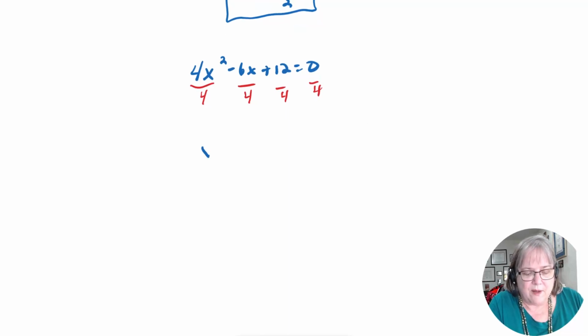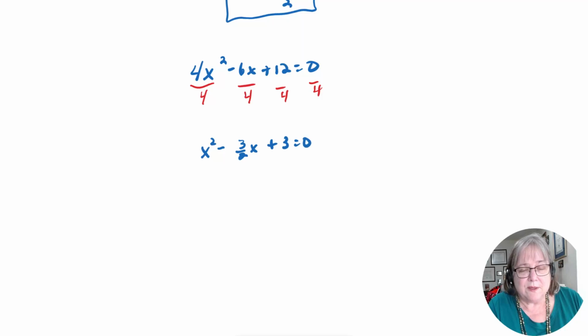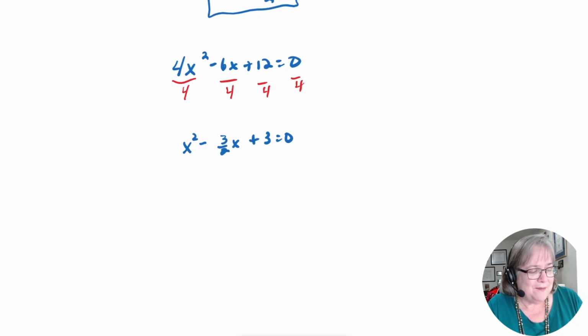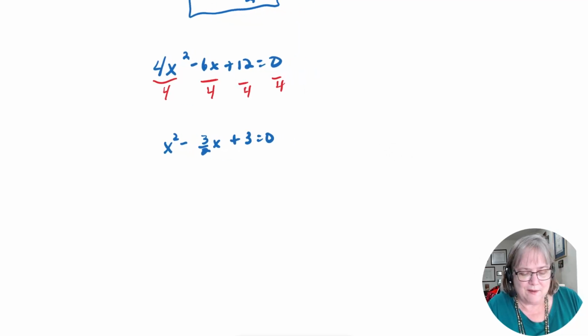And you would have x squared minus 3/2 x plus 3 equals 0. Now 6/4 reduces to 3/2. So sometimes you don't get nice, clean integer b's, okay? And that's all right. You're tough. You're in algebra. You can do this, all right?